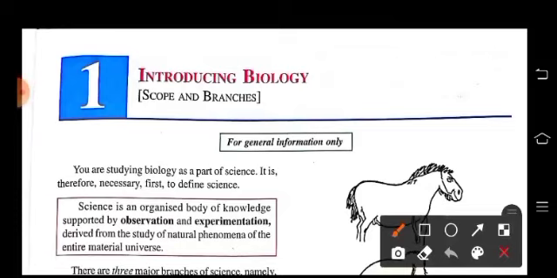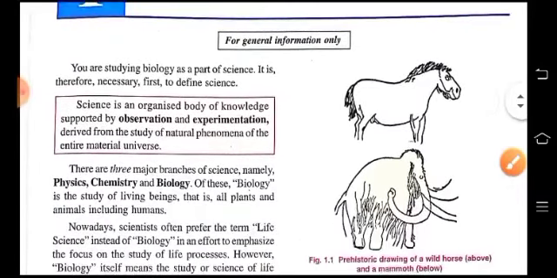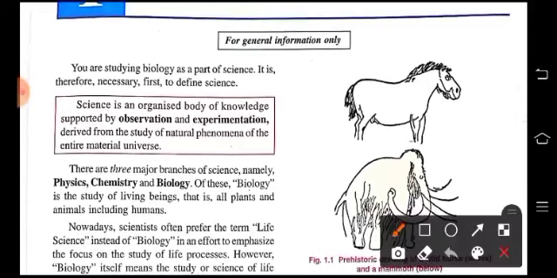So children, you know that biology is a part of science. We can define science as an organized body of knowledge supported by observation and experimentation, which is derived from the study of natural phenomena of the entire material universe. There are three branches of science: physics, chemistry, and biology. Biology is the study of living beings, plants, and animals, including humans.